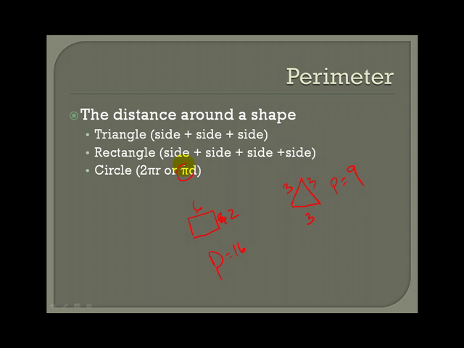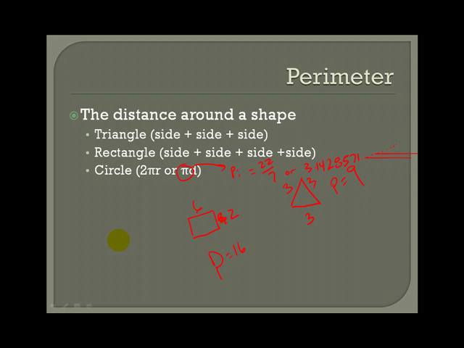Circle is a little bit different here. See this little symbol right here? That is pi. That's the same thing as saying 22/7, because there are 360 degrees in a circle. You can divide that out into pi, which is 22/7 or 3.14. 22 divided by 7 is 3.14285571 forever. That's one of those numbers that goes on forever.